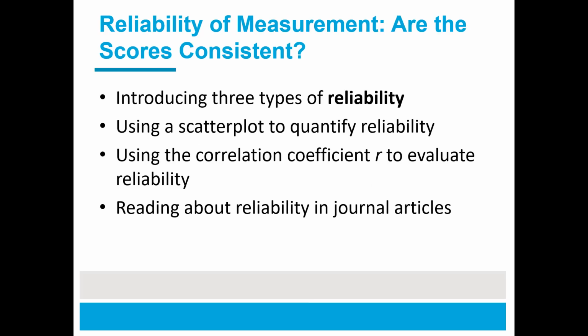Alright, so next I'm going to cover measurement reliability. We're going to talk about the three different types of reliability, how we can use scatterplots to quantify reliability, how we can also use the correlation coefficient R to evaluate reliability, and finally, how we interpret reliability when reading about it in journal articles.